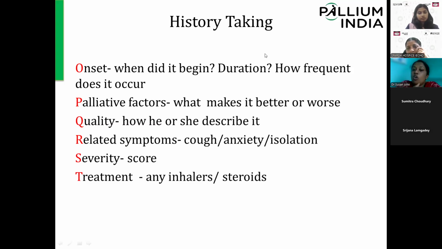What are the palliative factors? What makes it better or worse? Maybe some treatments, maybe some inhalers, antibiotics, injections. Maybe it is worsening during the rainy season, the climate, maybe the cold. So what are the things which make it better or worse? What is the quality? Quality means how he or she describes it. Initially, we already discussed how they describe it: maybe air hunger, unsatisfied breath, chest tightness. That is the quality. What are the related symptoms? Any related symptoms like cough, isolation, anxiety. Severity: we can assess it from 0 to 10, like pain.